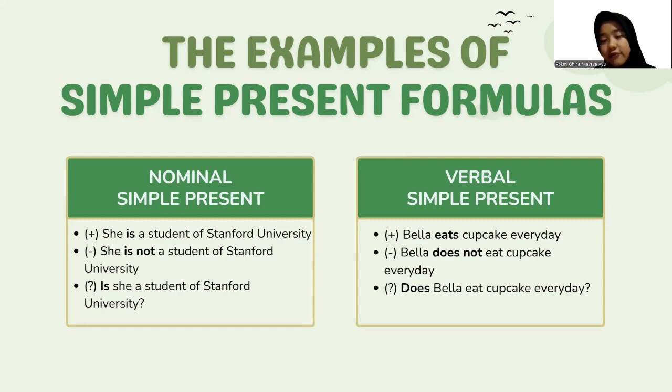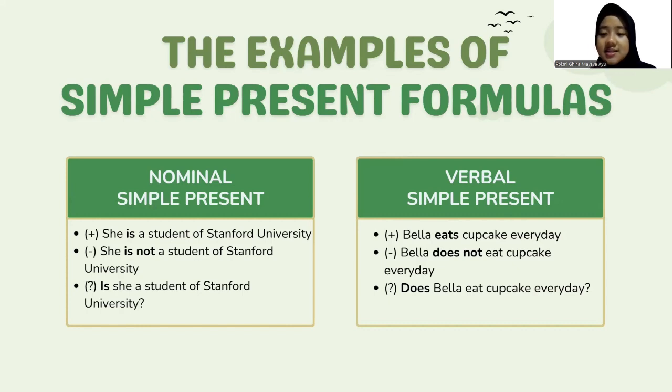And then for the interrogative, you just have to move the to be into the front of the sentence. So she, the to be of she is. So is she a student of Stanford University? Okay, so that was the nominal simple present.